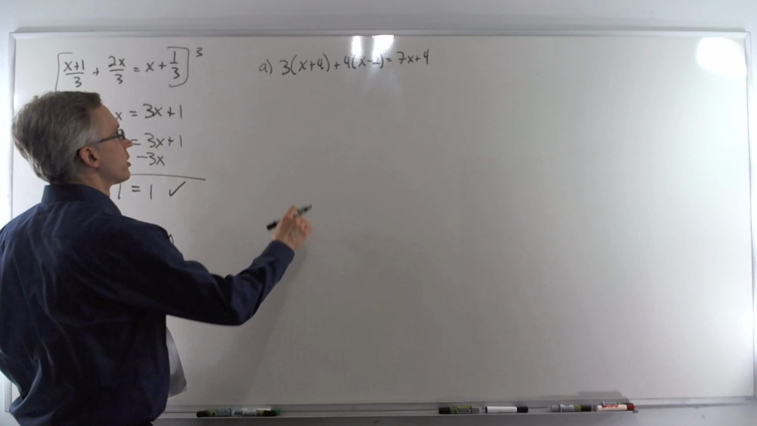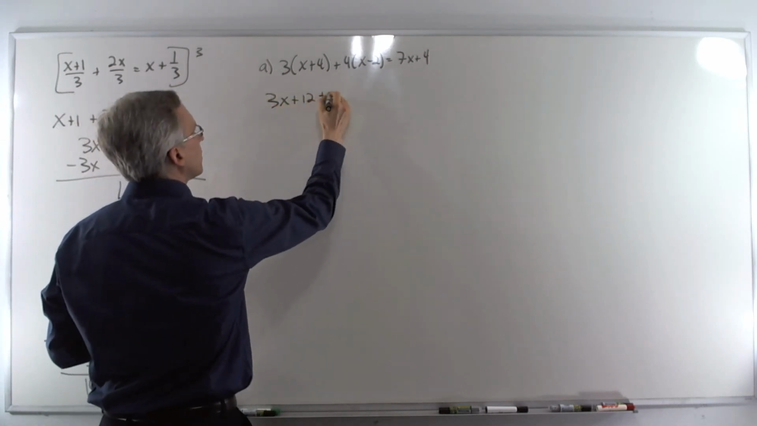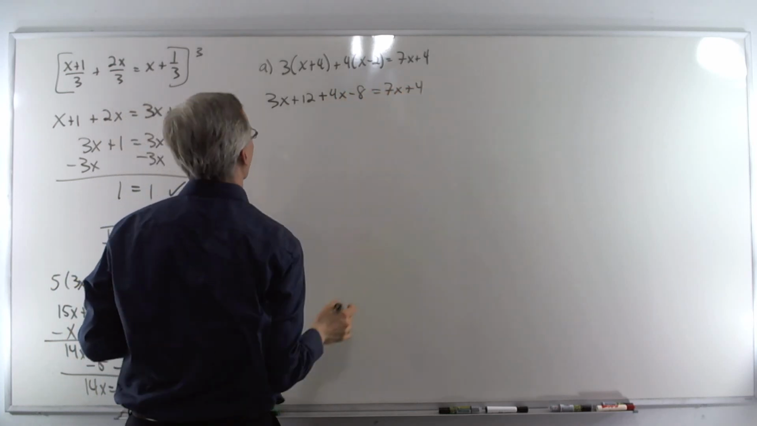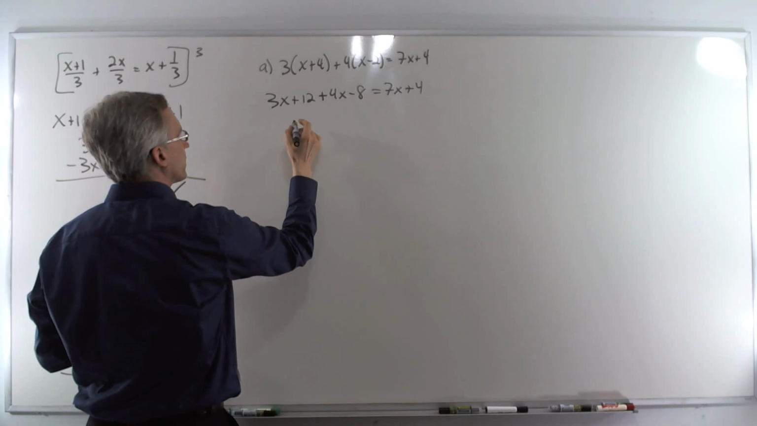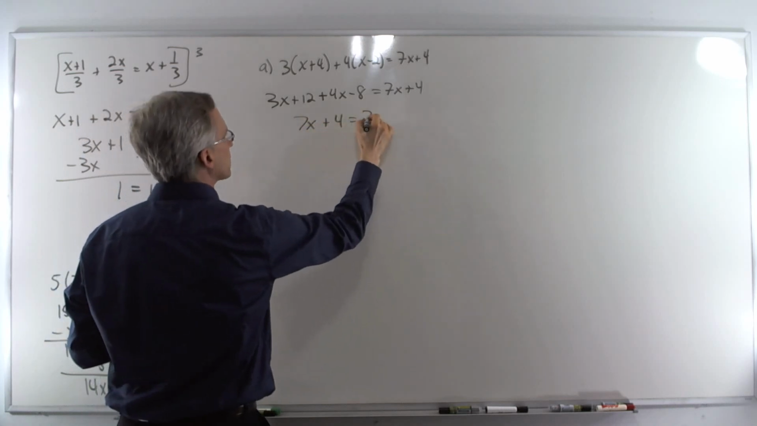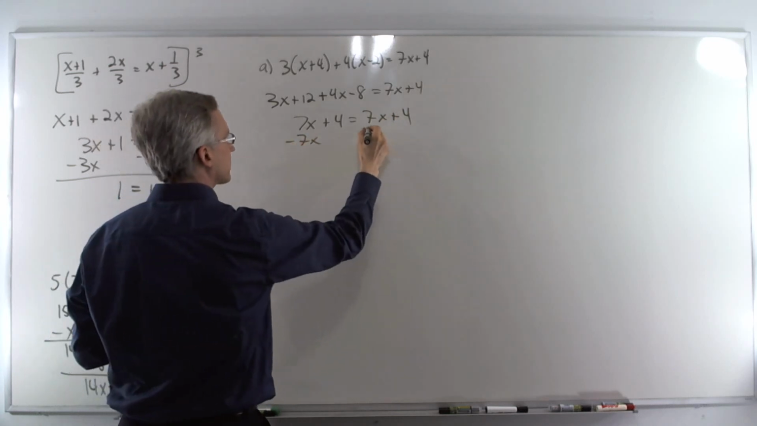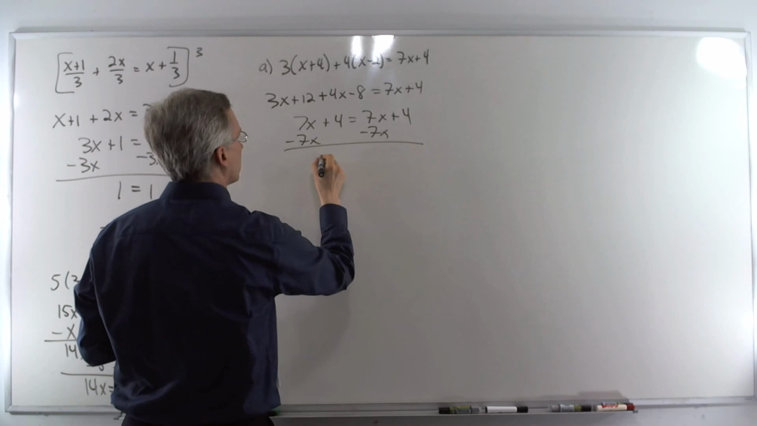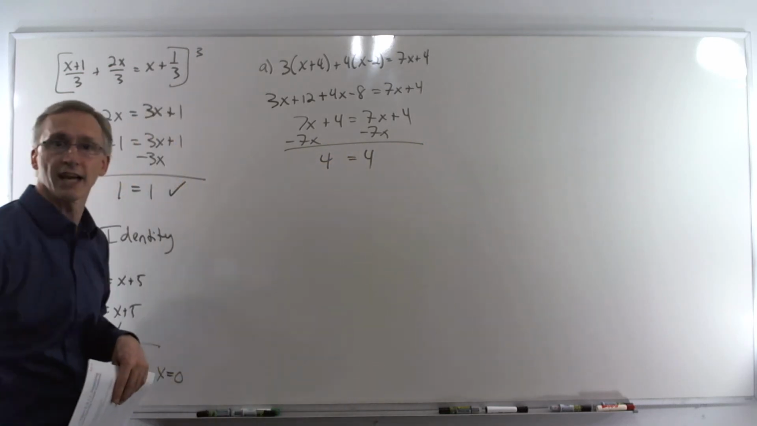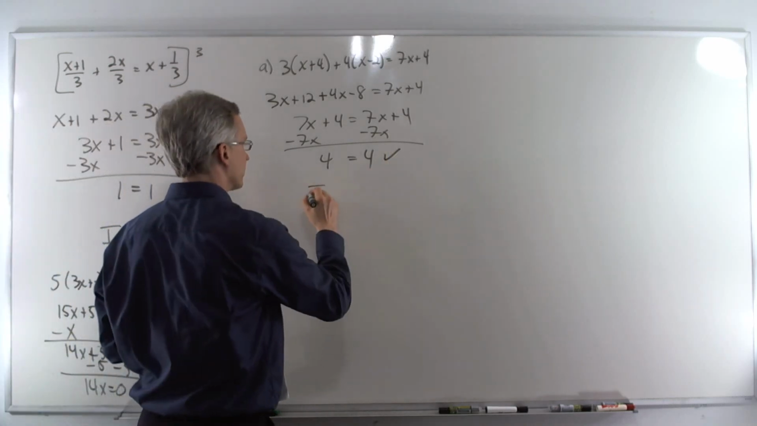Part A, we're going to distribute in both of these. 3x plus 12 plus 4x minus 8 equals 7x plus 4. All right, now we can combine like terms. We get 7x plus 4 equals 7x plus 4. Same thing on both sides. Get rid of the x's. And notice now we've eliminated all the x's, so our answer just has numbers in it. 4 equals 4 is true, so this is an identity.